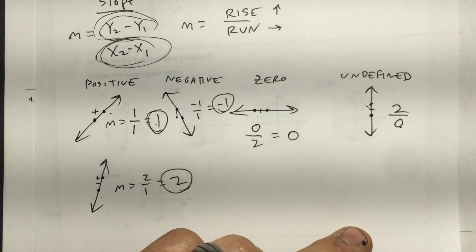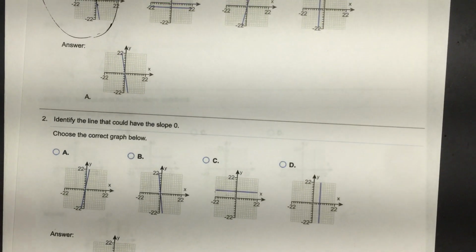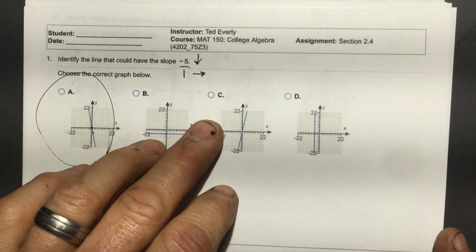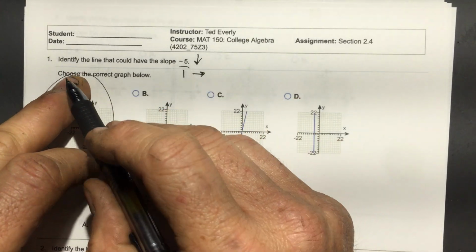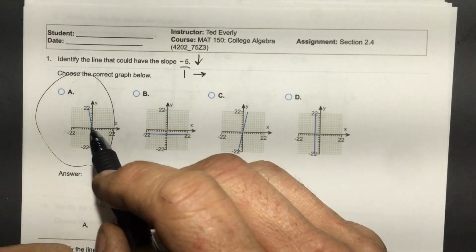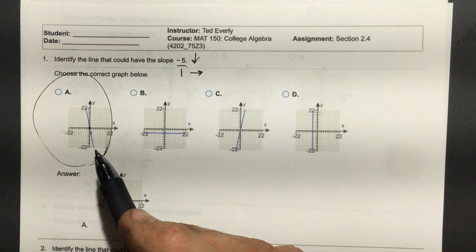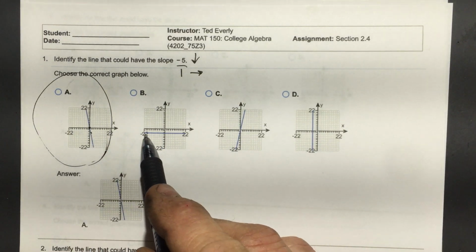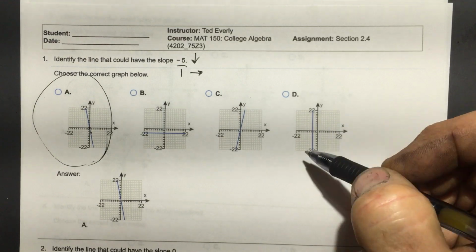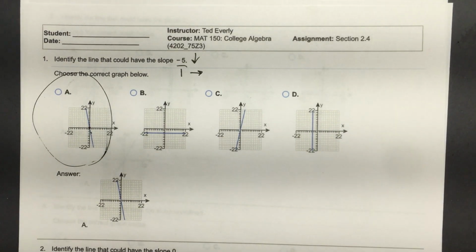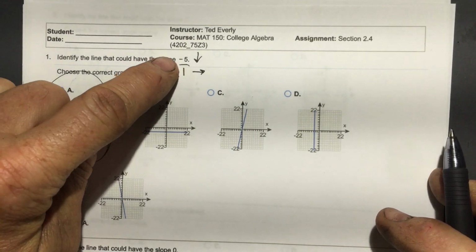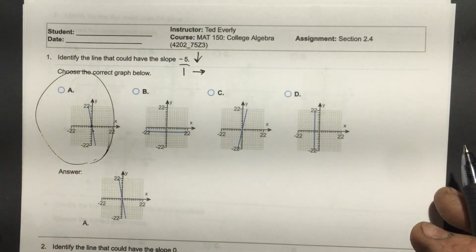Okay. Well, let's look at what we got here. On this first one, I've already looked at this and circled it. Identify the line that could have the slope of -5, which is this one here. If you look at these four, this is a negative slope, this is a 0 slope, this is a positive slope, and this one's straight up and down, which is undefined. So you should be able to just spot those, and the only one this possibly could be is A, because it's negative, and that's the only negative one.